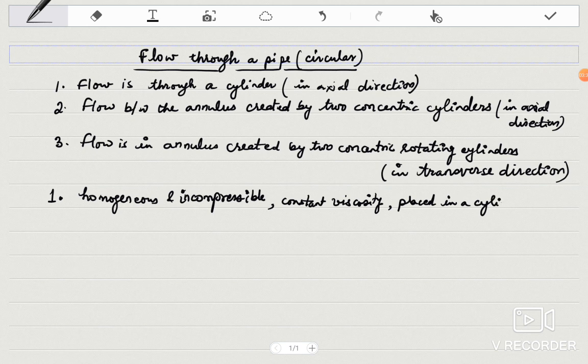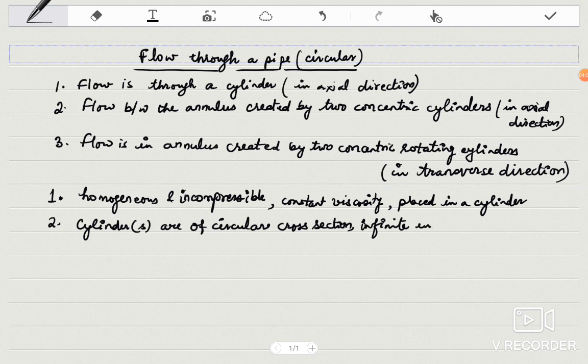Number 2, the cylinder or cylinders are of circular cross section, infinite in length, smooth and rigid. These are not porous. Fluid may not penetrate through the cylinders.